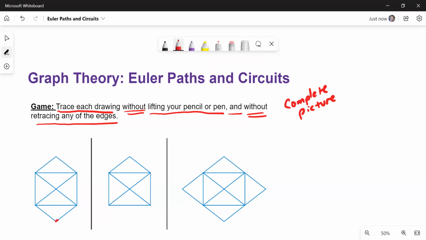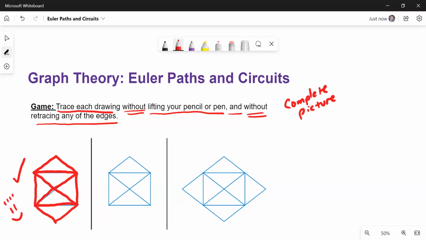Let's try it differently. Maybe let's go up over here, and then maybe I'll go over here, and then over here and over here. Remember, I can go back to the same vertex. I just can't retrace the edge. So good so far. Then I'll go down here, then I'll go up here, then I'll go down, then I'll go over, and then I'll go down. I did it. Yay, I won the game, right? I traced every single edge without lifting my pen or pencil, and I did not retrace any edge.